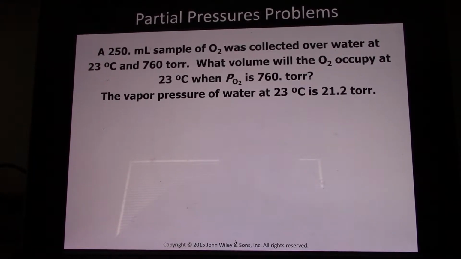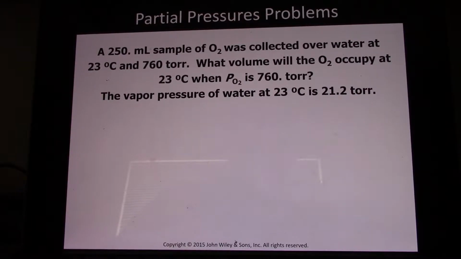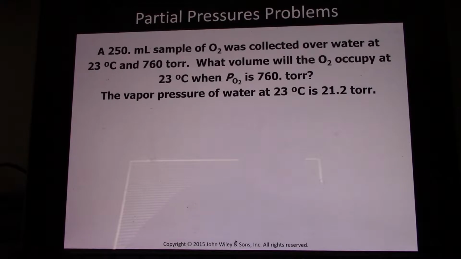Next partial pressure problem. A 250 milliliter sample of oxygen is collected over water at 23 degrees Celsius and 760 torr. What volume will just the pure oxygen occupy at 23 degrees Celsius if the partial pressure of oxygen is 760 torr? So first, we're collecting a sample over water, and that sample will have both oxygen and water vapor to make it up to 760 torr.